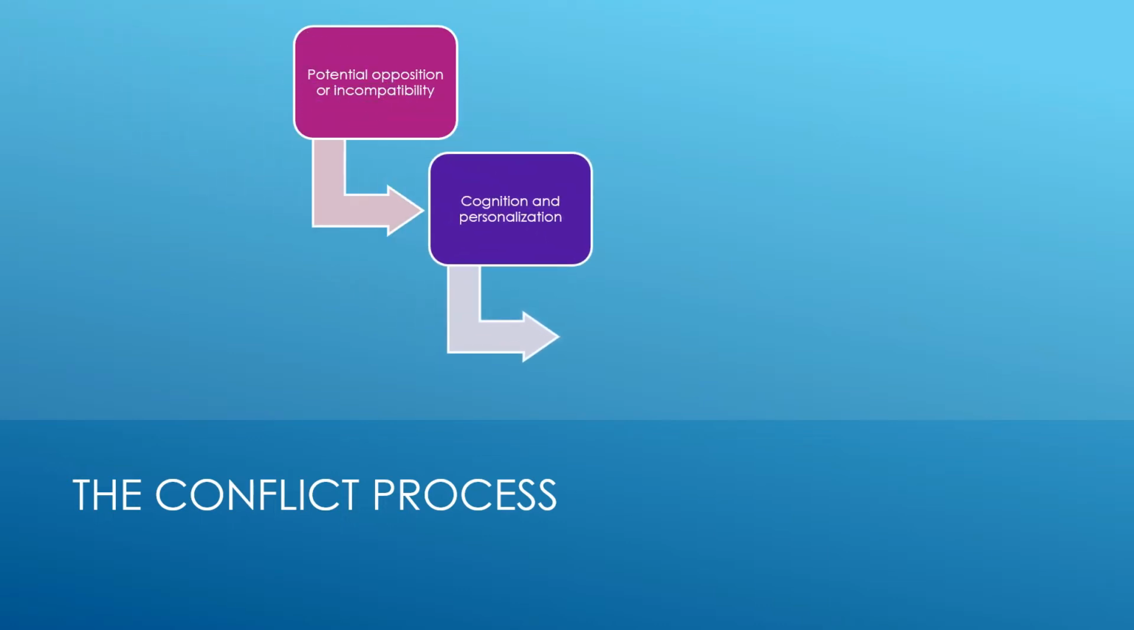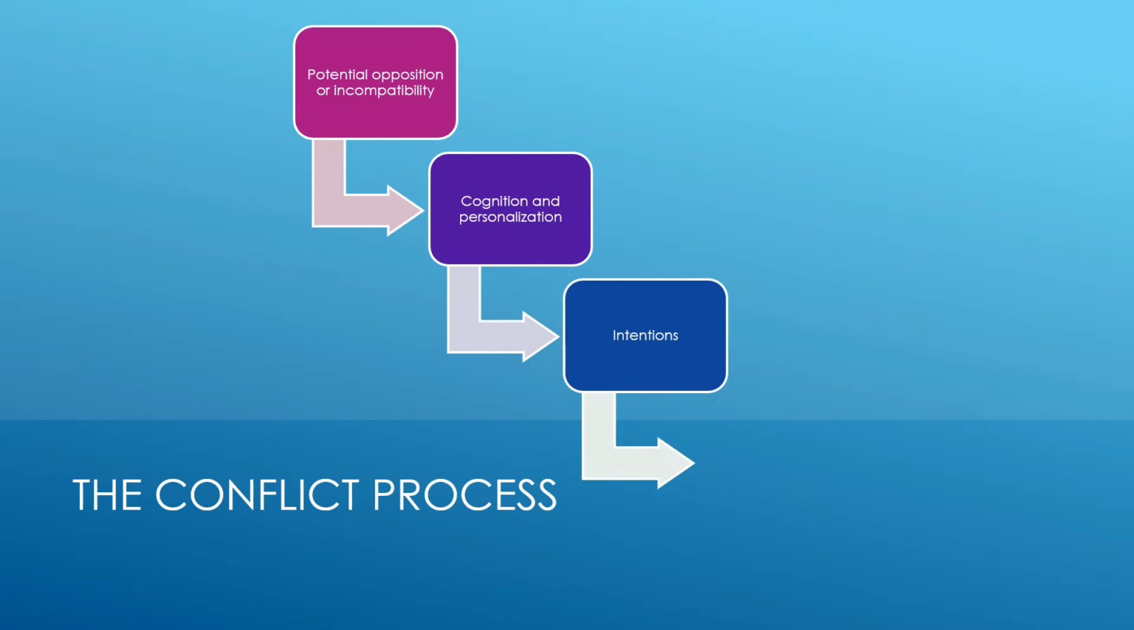Cognition and personalization. If it's been determined that potential opposition or incompatibility exists and both parties feel that, then conflict is developing. Intentions. Intentions come between two people's perceptions and emotions and help those who are involved in the potential conflict to decide to act in a particular way.